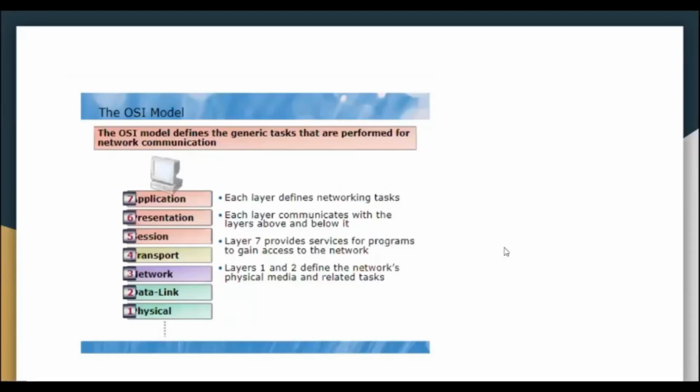Okay, so those are the open systems interconnection model. So we have the physical, data link, network, transport, session, presentation, and application layer.